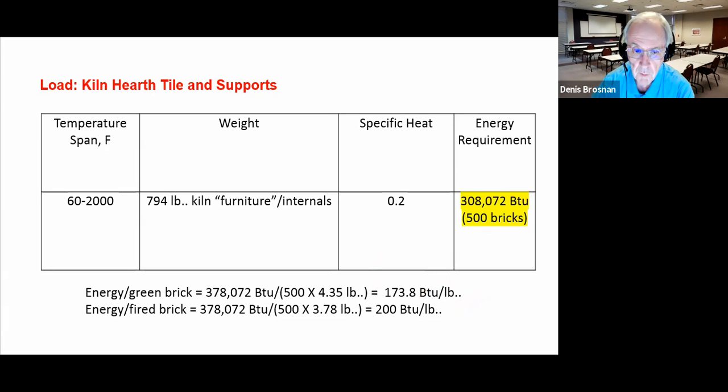Okay, so we know how much energy is required to heat up everything inside the kiln, but we have to deal with the energy storage in the insulation in the kiln, and we have to deal with the energy heat loss through the sides of the kiln, through the surfaces of the kiln.